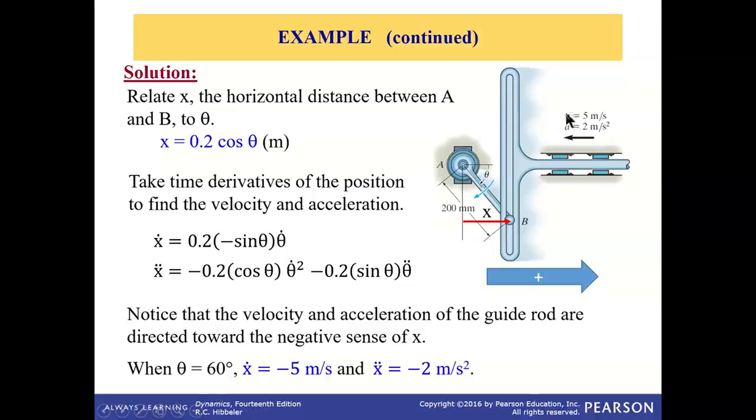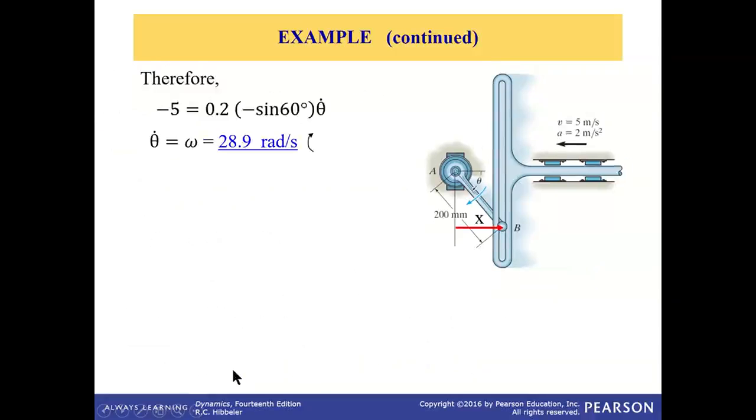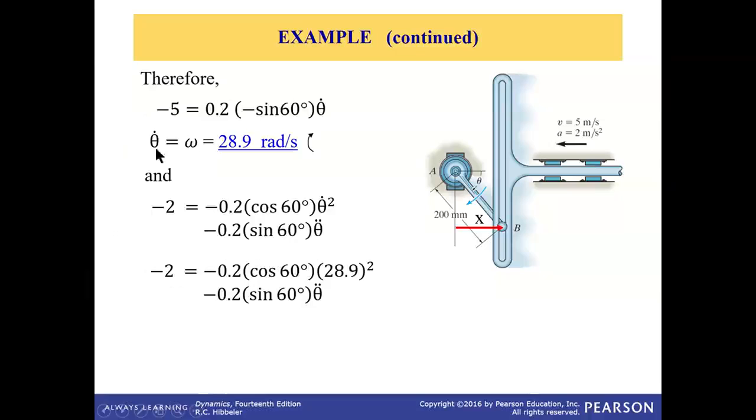Now in these two equations, we can substitute the given values of 5 and 2 for x dot and x double dot. x dot is velocity, which is 5, but we substitute minus 5 because anything going right is positive for us. Similarly, acceleration is 2, but we substitute minus 2 because it's going left. We also know the angle given in the problem is 60 degrees. With this information, we can calculate theta dot from the equation of x dot, and theta dot is omega, which is 28.9 radians per second, going counterclockwise.